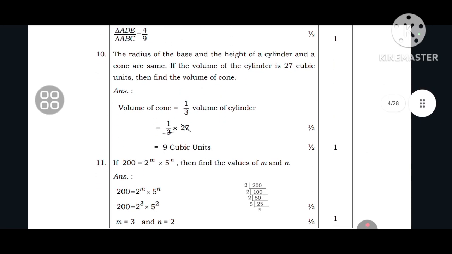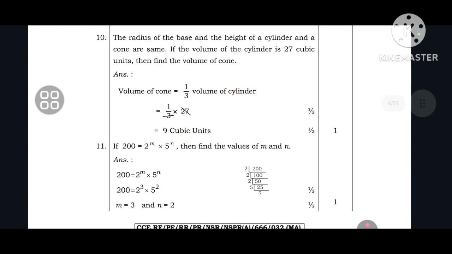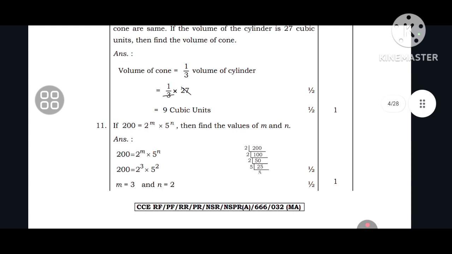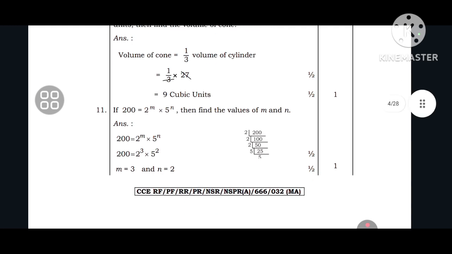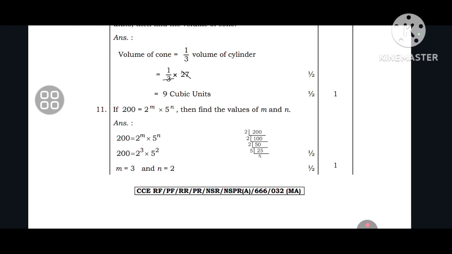Just now I scrolled over here, and this is a question from the chapter surface area and volumes. The radius of the base and the height of the cylinder and cone are the same. The volume of the cylinder is 27 cubic units. Then find the volume of the cone. By the formula, the volume of cone is equal to 1 by 3 volume of cylinder. Here 1 by 3 into 27. 3 9s are 27, so the answer here is 9 cubic units.